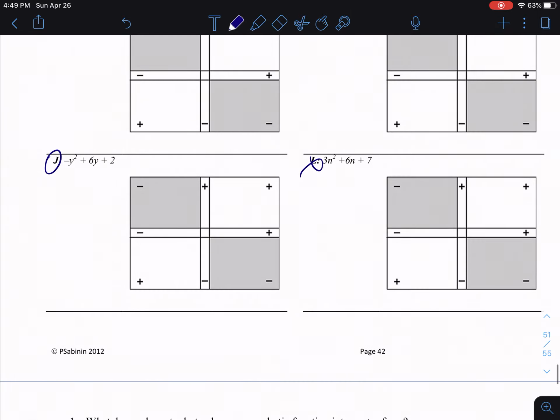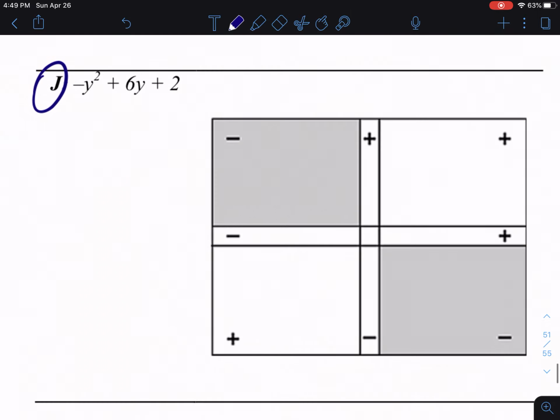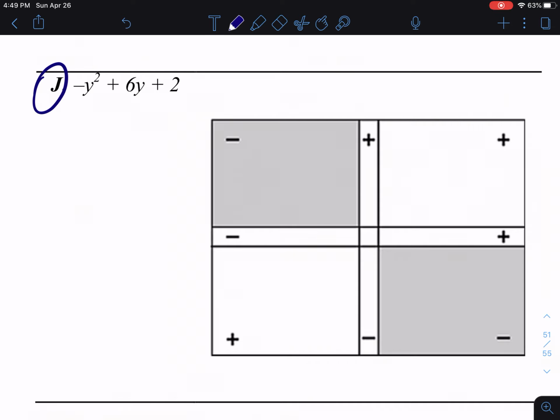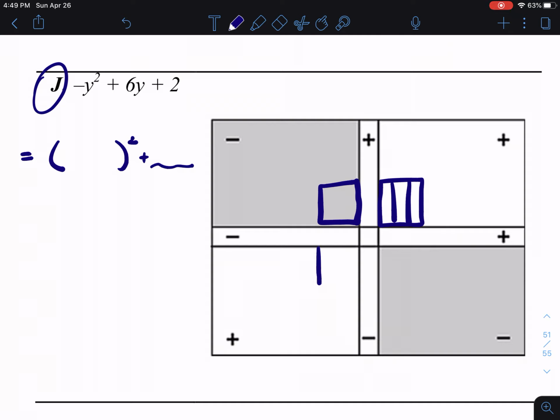So J we'll do together. So minus y squared plus 6y plus 2. So again, we need something squared plus something. So minus y squared plus 6y. Looks very familiar, very similar to the one we just did. And then plus 2. So there's plus 2 in here. Interesting. Those plus 2 can't really fit into our square.